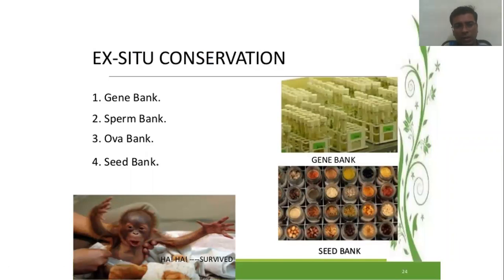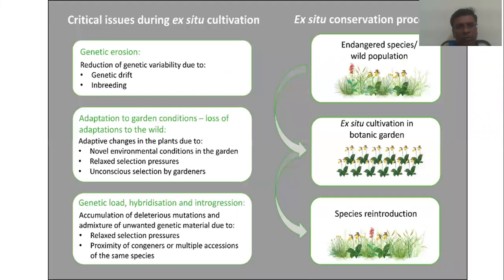This ex situ conservation is mainly four types. One is gene bank, the second is seed bank, then sperm bank, and core bank. These are the major ex situ conservations. In these conservations, genetic erosion, a reduction of genetic variability due to genetic drift and inbreeding, slowly and gradually develops, and the endangered species or wild population gradually increases.